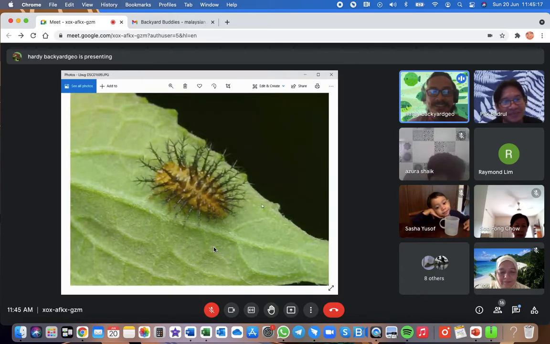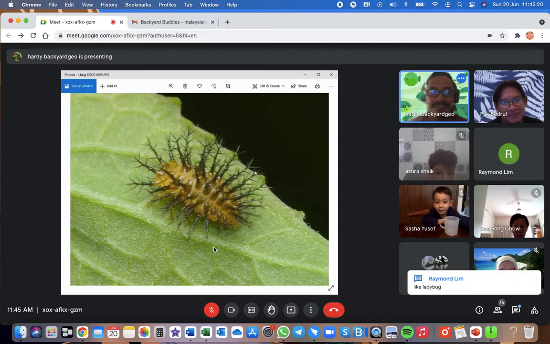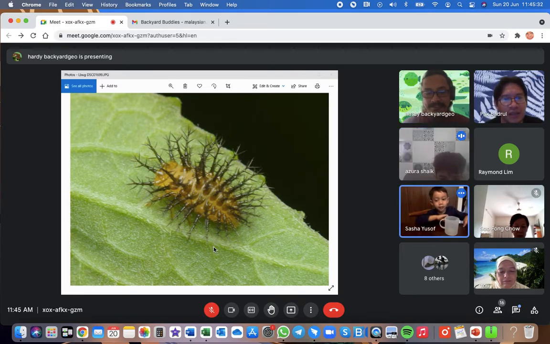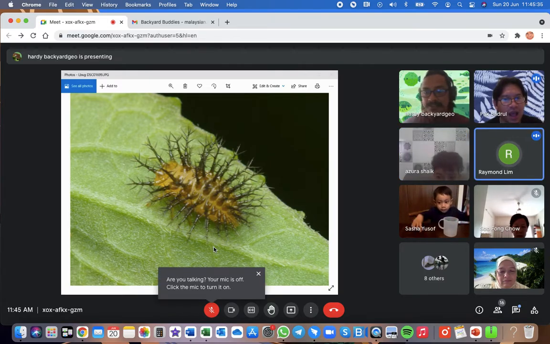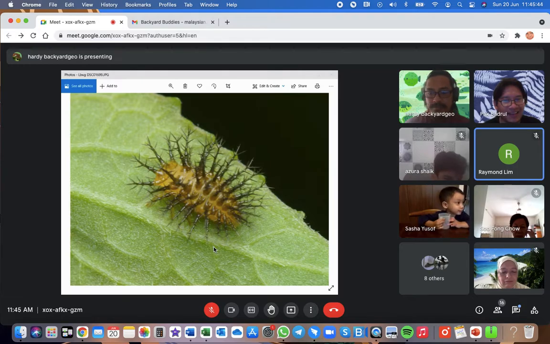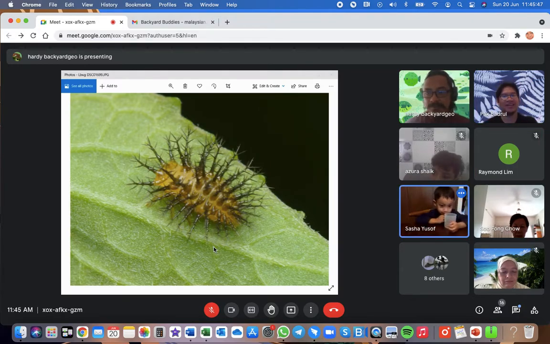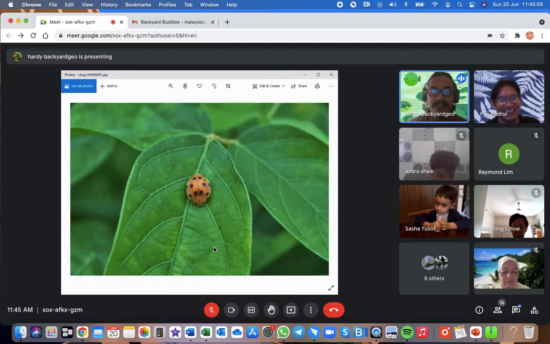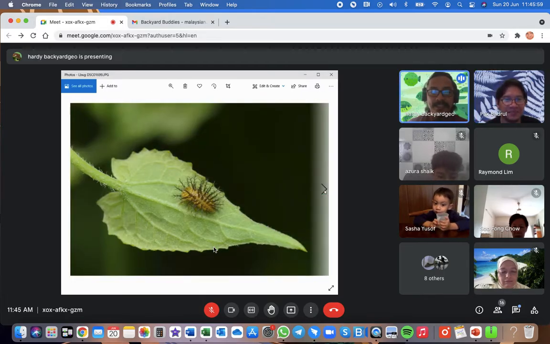Okay, what's this? Anybody guess? What is that? Is that an alien? Baby caterpillar. Really? Are you sure it's a caterpillar? It's actually the baby of the bad ladybug. It's the baby of this ladybug. Okay, next one.